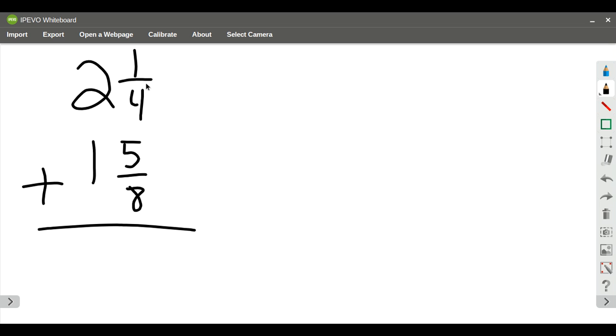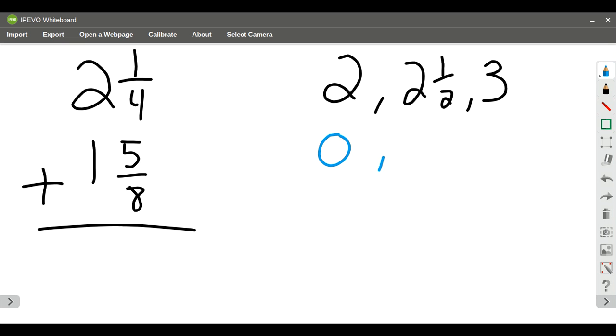So the benchmark numbers that I would use for 2 1/4 are 2, 2 1/2, or 3. If we think about it in terms of fractions, this was our 0, this was our 1/2, and this was our 1. So the 2 would mean that I would round down. The 3 would mean that I would round up. So that's how I think about it in terms of benchmark numbers: I'm still using the 0, 1/2, and 1, but the 0 means I'm rounding down, and the 1 means I'm rounding up.